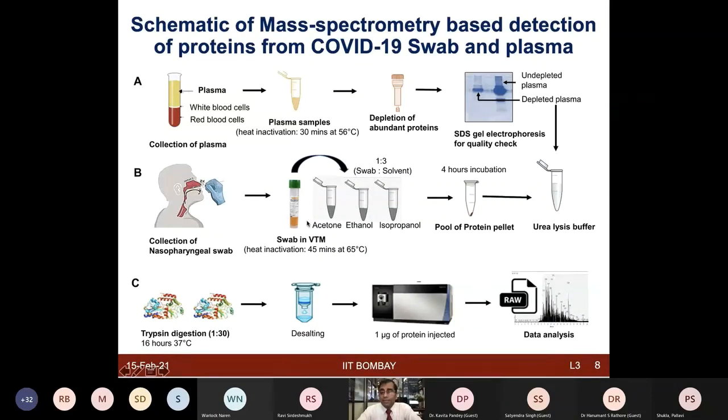In this case, from the VTM, we tried 3 different methods. This one is a much more infectious sample, so we heat treated it longer at 65 degrees. The samples were put in acetone, ethanol, or isopropanol, 3 different organic solvents. We had no idea what was going to work out for us, because there was no literature available for this type of sample.